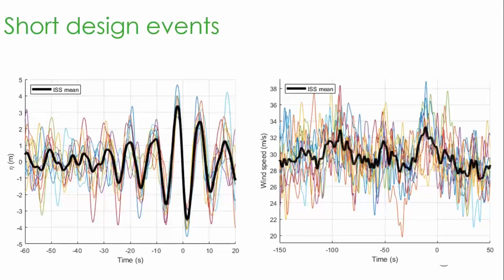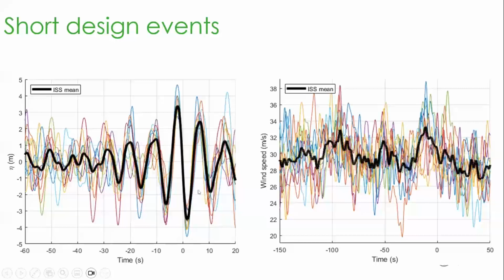So this is just to illustrate how we can check if the method is performing as we think it should. What this plot on the left is showing, we've got surface elevation on the y-axis and time on the x-axis. So we've taken the 10 1-hour irregular wave time series, and this is for one of the Spar devices looking at the extreme tower-base bending moments.